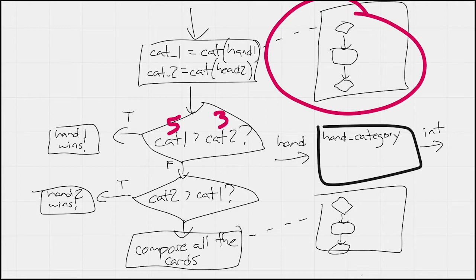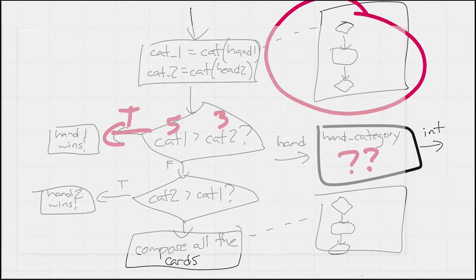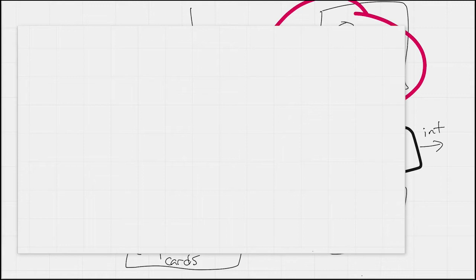We just need to know that the category of one of these things is better than the other, therefore somebody won. So let's now think about, given that we have an idea of what this hand category function could look like, let's think about what its internals should look like. So how are we going to figure out what a hand's category is?